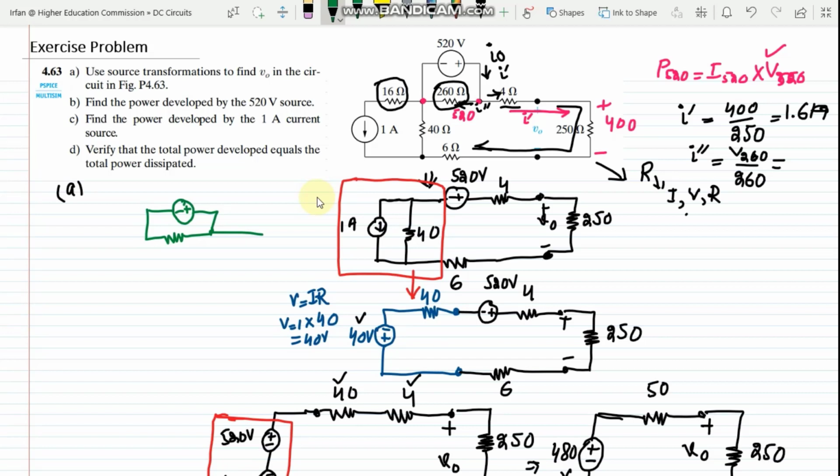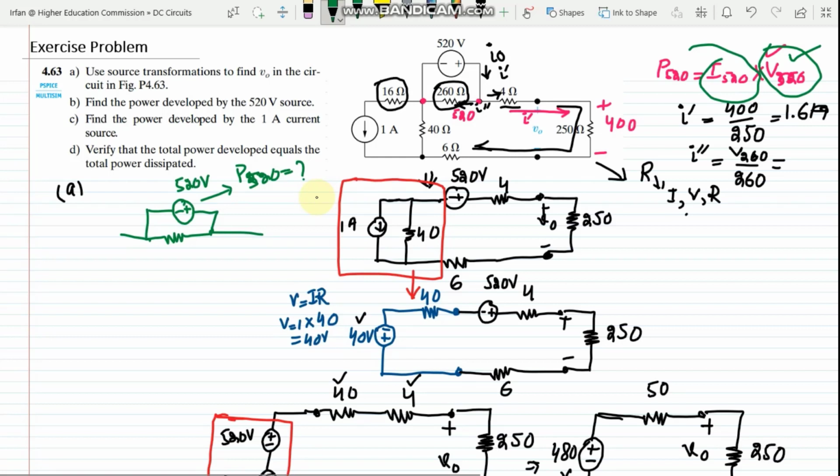Okay, so now this is my 520 volt source across which I have to find the power dissipation. In order to find the power, I should have the current value and the voltage value. As the value of the voltage is already known, I have to find the value of this current. I am calling this current I naught.